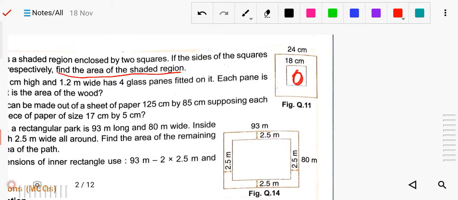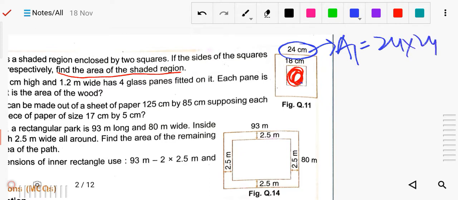One is the small one, this inside one, and one is a bigger one whose side is given. So it is very easy. What you can do, first of all you have to find the area of this bigger one. So write the area of the bigger square. This will be 24 into 24.